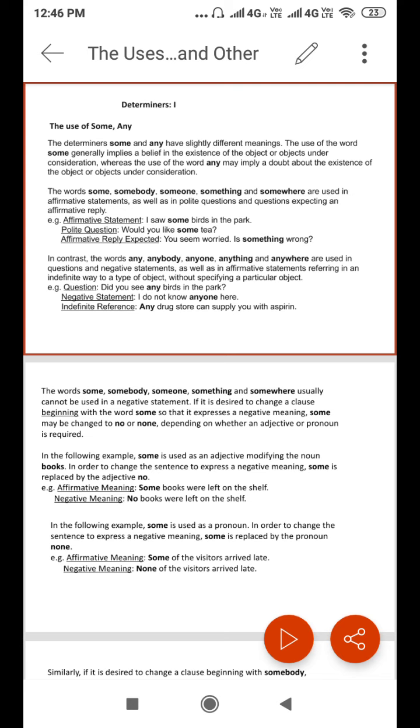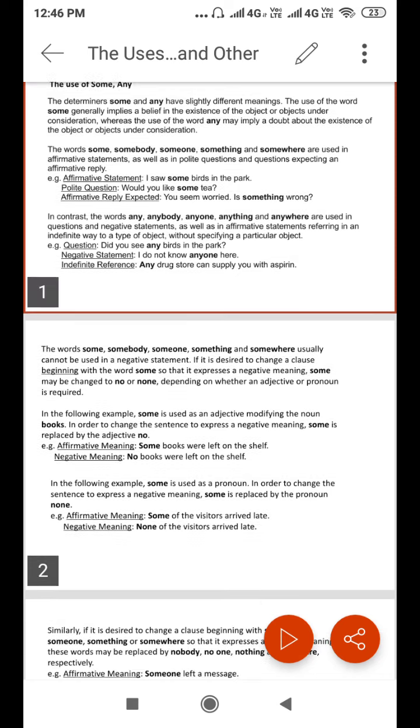Particular object. Example question: Did you see any birds in the park? Negative statements: I do not know anyone here. Indefinite reference: Any drug store can supply you with aspirin.